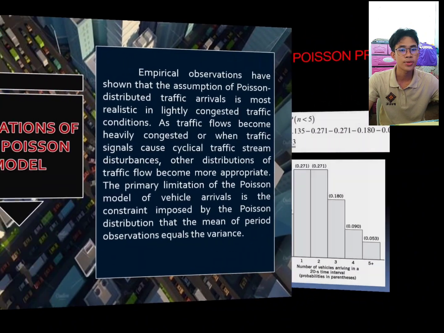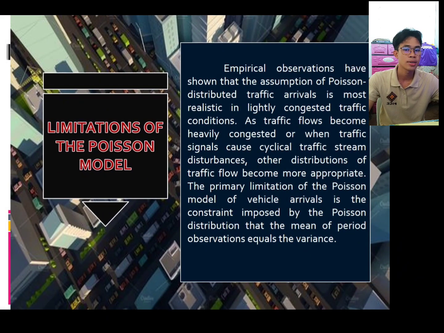We also have limitations of the Poisson model. Empirical observations have shown that the assumption of Poisson-distributed traffic arrival is most realistic in lightly congested traffic conditions. As traffic flows become heavily congested, or when traffic signals cause cyclical traffic stream disturbances, other distributions of traffic flow become more appropriate. The primary limitation of the Poisson model of vehicle arrivals is the constraint imposed by the Poisson distribution that the mean of the observations equals the variance.